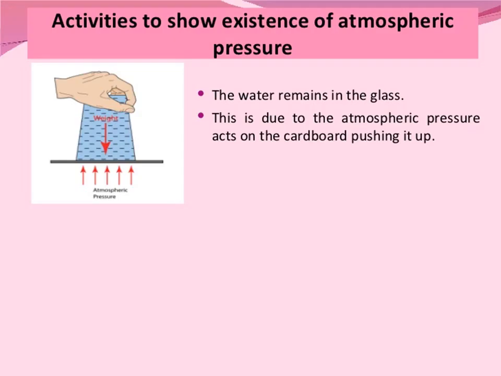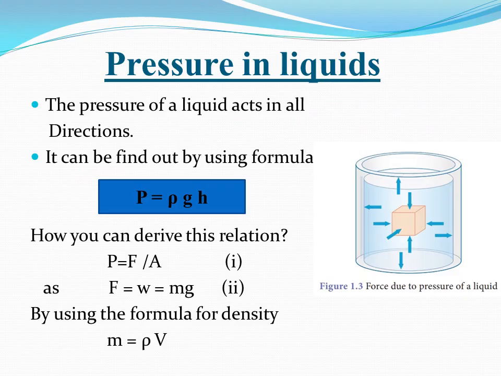You can also observe atmospheric pressure at your home. Take a glass, fill it with water. Now place a cardboard over it. Now if you invert the glass, water will remain in the glass. This is due to the atmospheric pressure which acts on the cardboard.